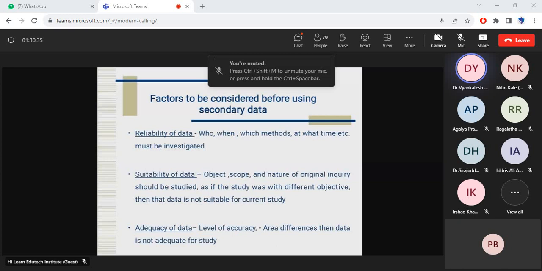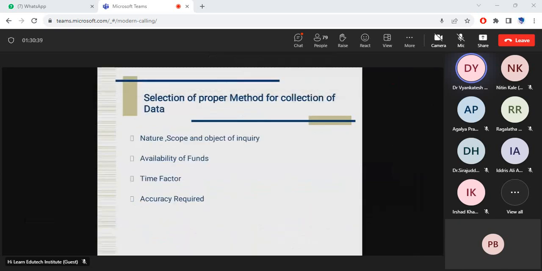Selection of proper methods for the collection of data: nature, scope and objective of the inquiry, availability of funds, time factor and accuracy we require. So these are the factors for selecting proper methods for collection of data: nature, scope and objective of inquiry, availability of funds, time factor, and accuracy as well. That makes sense.